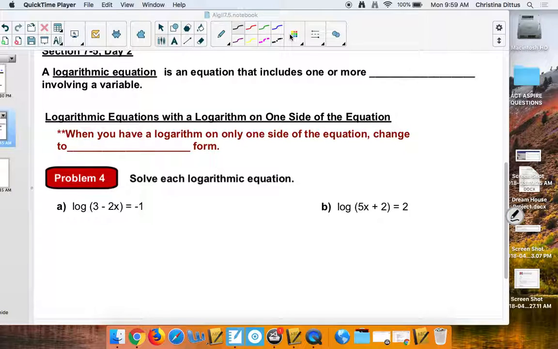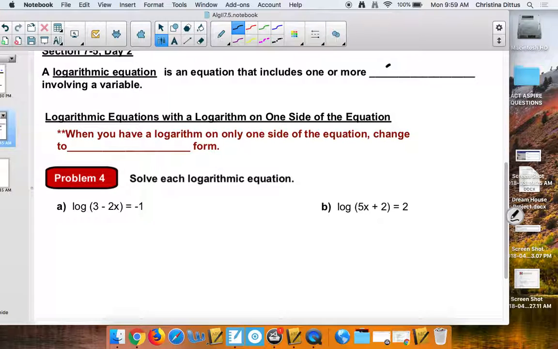A logarithmic equation is an equation that includes one or more logs involving a variable. When you only have one log on one side of the equation, we can change it to exponential form. Just like when we had exponentials and changed them to logs to solve them, we can do the same thing and change our logs to exponents in order to solve.